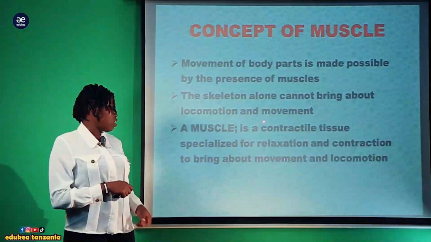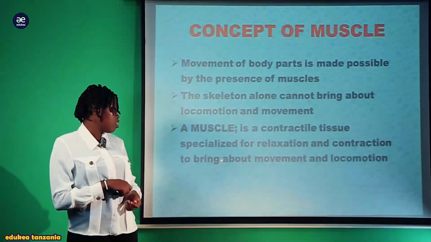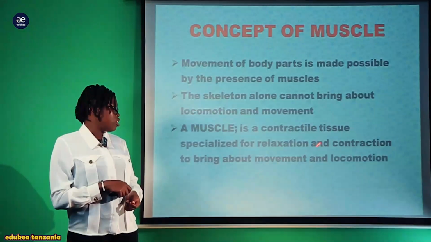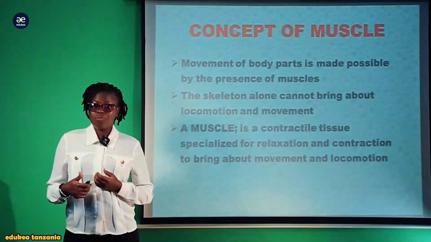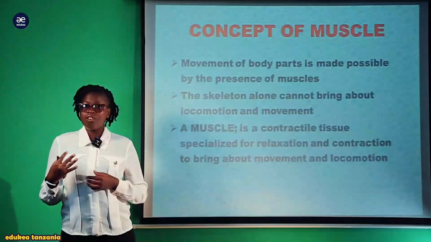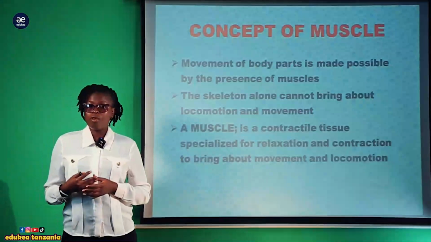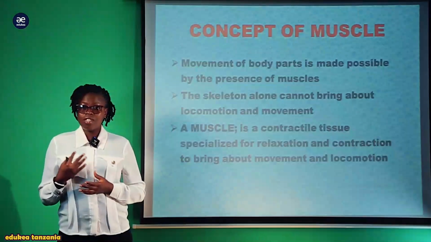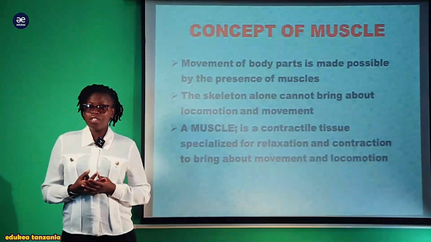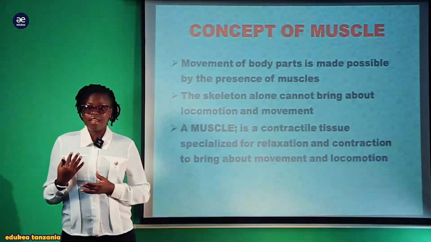Now, a muscle is a contractile tissue specialized for relaxation and contraction to bring about movement and locomotion. So this is a contractile tissue, meaning that it is tissue which is capable of either contracting or relaxing so as to bring about movement and locomotion to the body of an organism. These muscles tend to act antagonistically, meaning that they work together but in opposite directions.